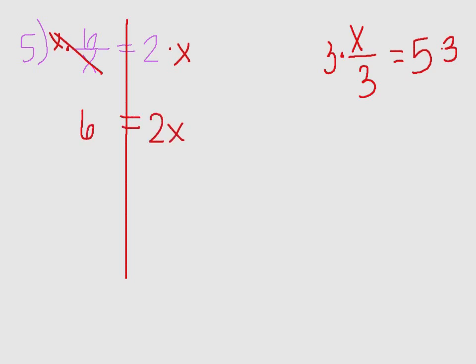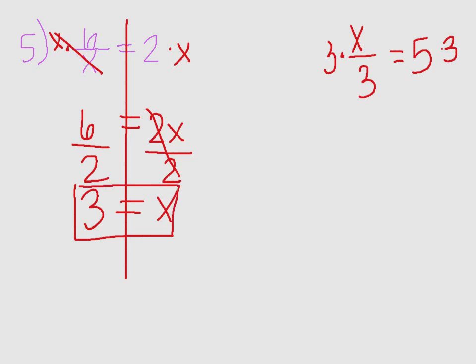I now need to get rid of that 2 that's being multiplied, and the inverse is division. My 2s will cancel, and I'm left with x equals 6 divided by 2, which is 3. You can go ahead and leave it like this, but I would prefer it if you went ahead and switched it where your variable was in the beginning.